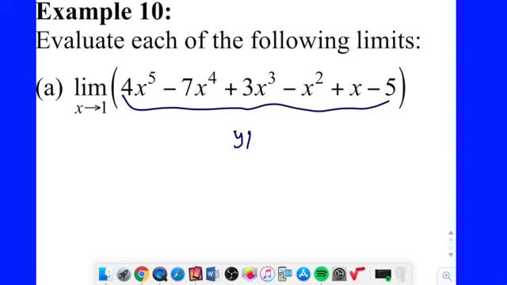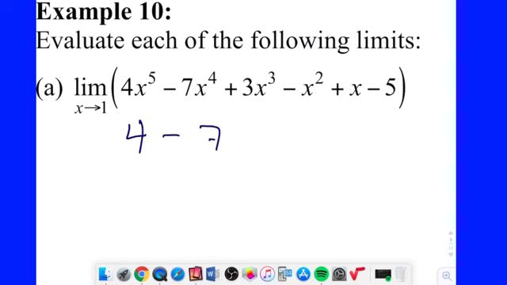Do what? Yeah, plug in a 1, right? Just directly substitute a 1 in for x because polynomials are continuous everywhere. So at any and every point, the limit value is the same as the function value. So let's go ahead and plug in. We'll get 4 minus 7 plus 3 minus 1 plus 1 minus 5. And notice I wrote it directly underneath there. If you're evaluating an expression, you don't need to put an equal sign if you work straight down.